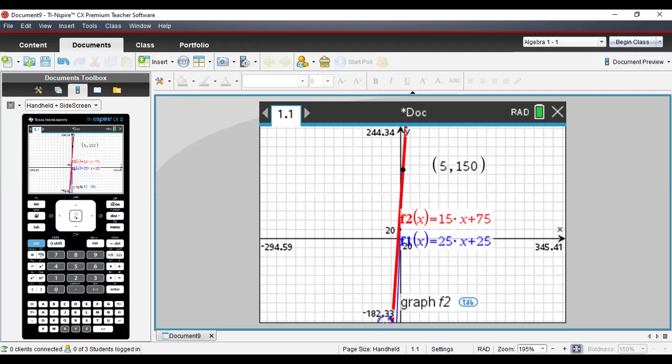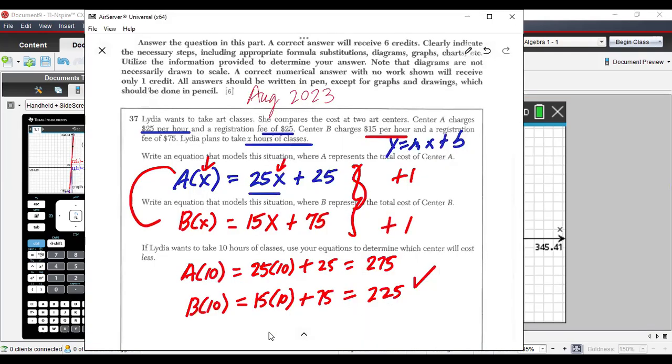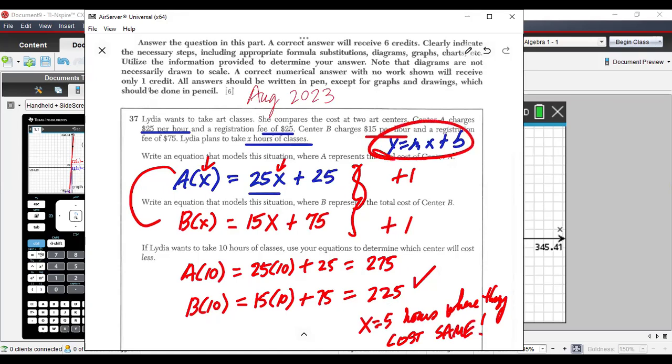So you could come here and say 5 hours is where they cost the same. That's it. That's it, guys. Slope-intercept form for this one.